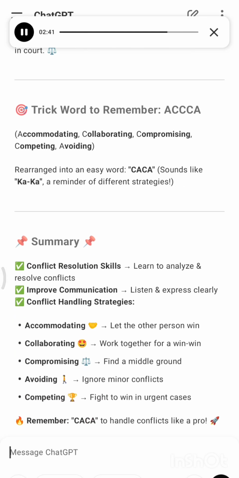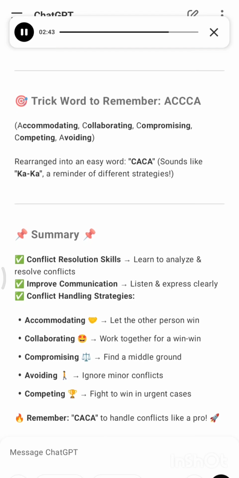Trick word to remember: accommodating, collaborating, competing, avoiding. Rearranged into an easy word: CACAC. Sounds like a reminder of different strategies.